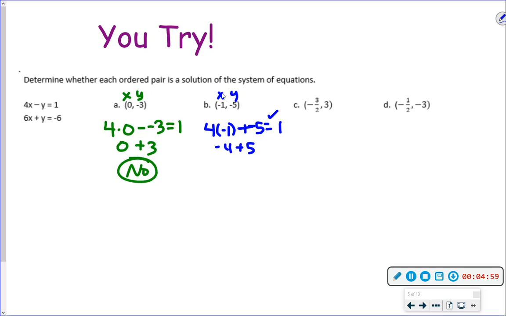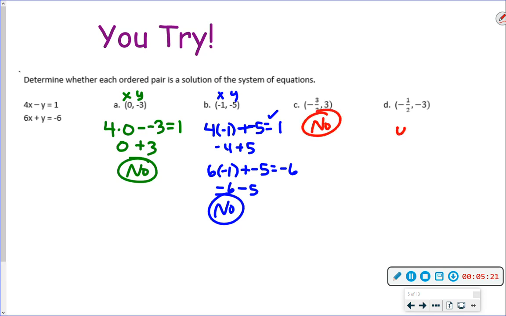But of course, it has to work in the bottom equation too. So 6 times negative 1 plus y. Let's see if that equals negative 6. Ooh, negative 6 minus 5. It's not going to work in that one, so a big fat no. Has to work in both. And I'm sure, obviously, you can do a lot of the calculations in your calculator. Hopefully, you got a no for C and a yes for D.